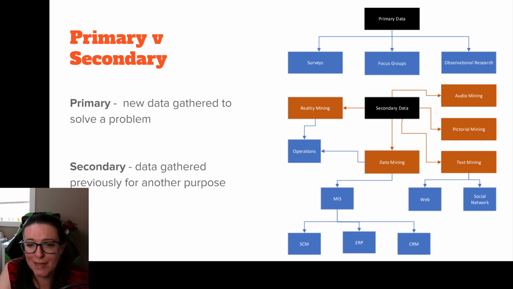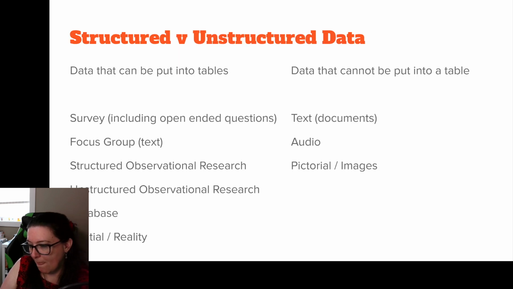And then we have databases where we have information about customers, information about employees, information about suppliers, information about operations. All of this we can then use to further analyze, to create solutions to new problems. So many of these are secondary data gathered for another purpose.